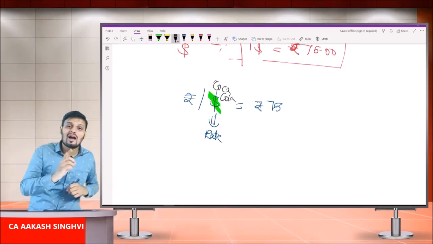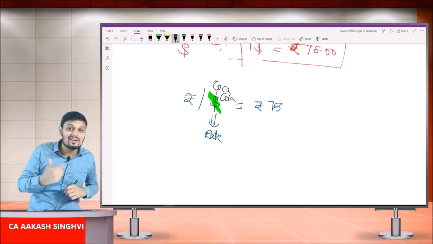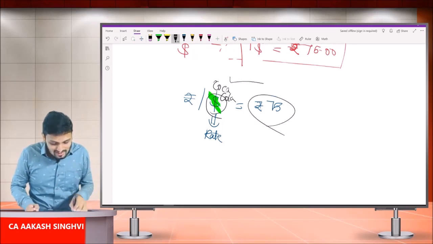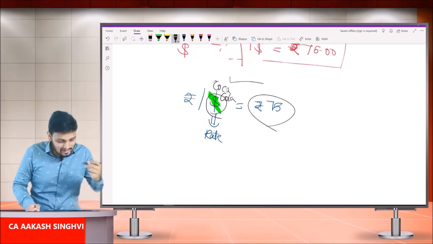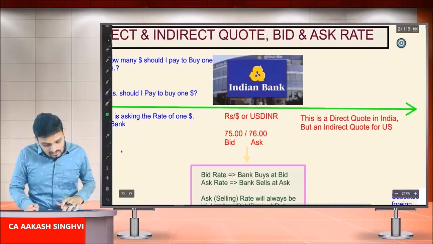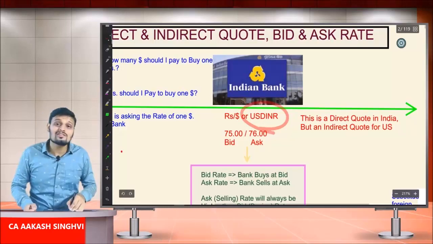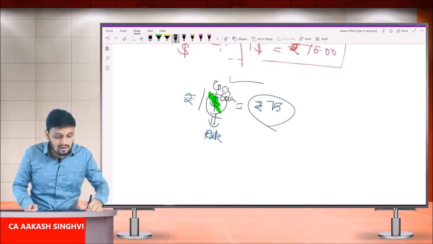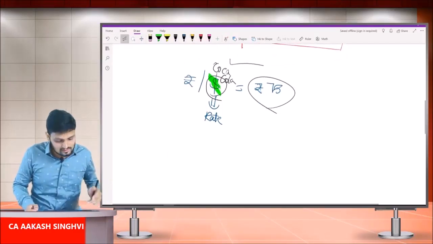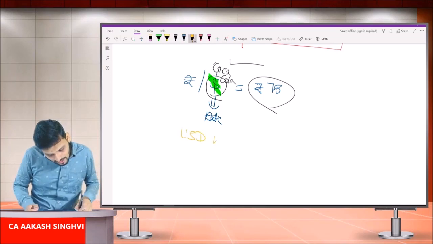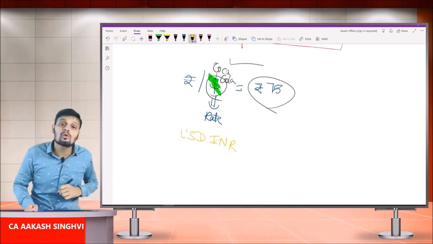So for 1 Coca-Cola, how much should I pay? 75 rupees. So is it the rate of rupees or rate of dollars? The answer is rate of dollars, obviously, right? So rate of dollar is how much? 75 rupees. Now why am I telling you this? If you see, based on ISO code, they will not quote you something like this. They will not quote you rupee per dollar. Instead, they will quote you USD INR. They will quote you like this.